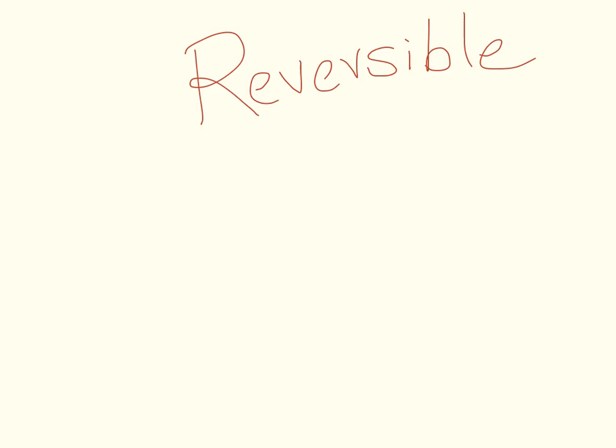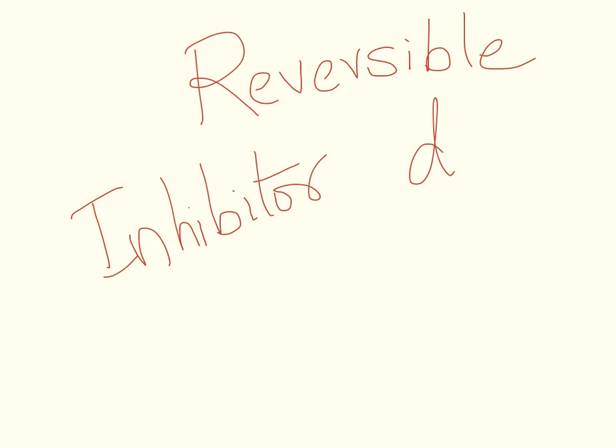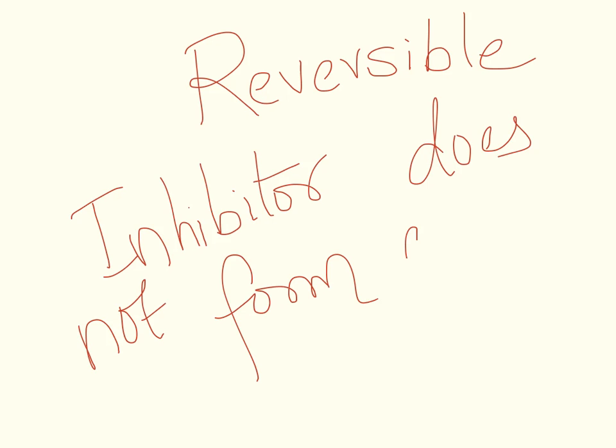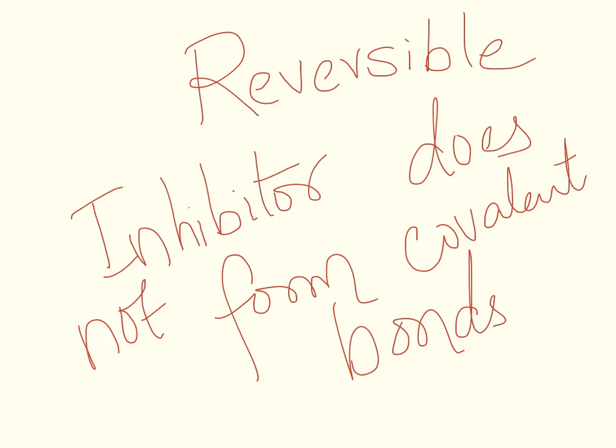In reversible inhibition, the inhibitor causes the loss of enzyme activity, but it does not form covalent bonds with the enzyme. So the inhibitor, in this case, does not form covalent bonds with the enzyme.